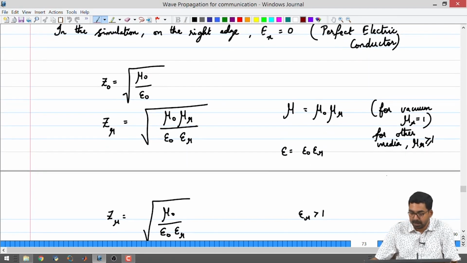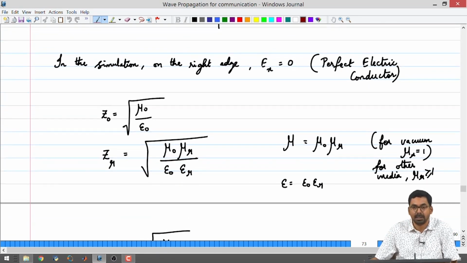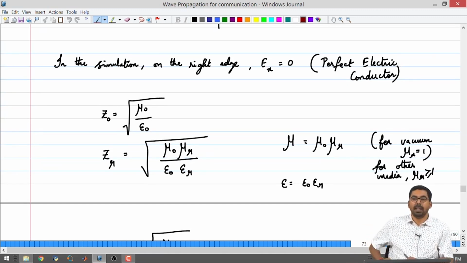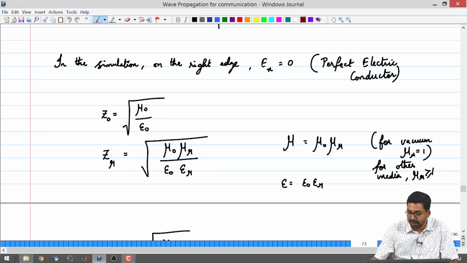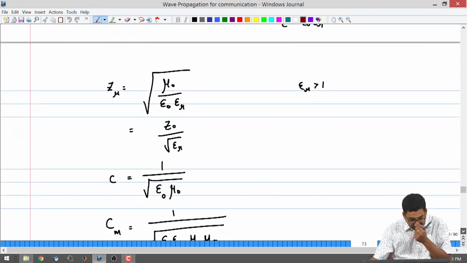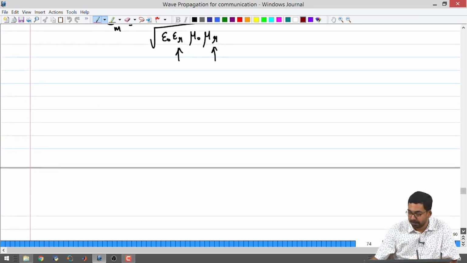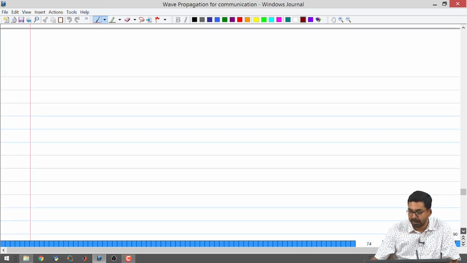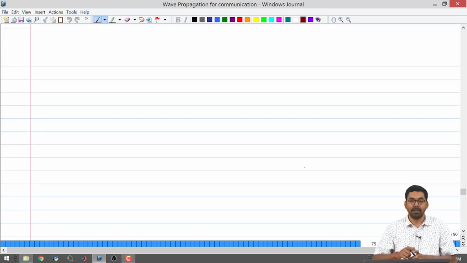For example, in the case of transmission line simulation, you would have had voltage equal to 0 being short circuit. In this case, you will have to deal with electric field being equal to 0. That is a perfect electric conductor, all right. So the slight changes in interpretations, we touched upon them, all right. And we also briefly saw about characteristic impedance, or intrinsic impedance of the medium, and velocity, and then we'll begin where we left off.